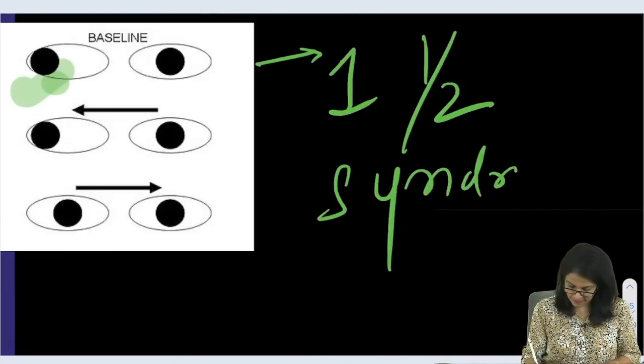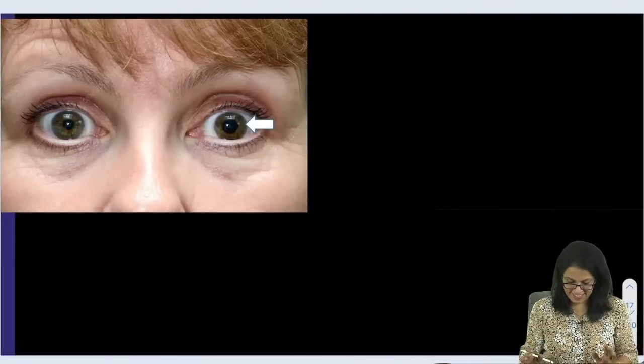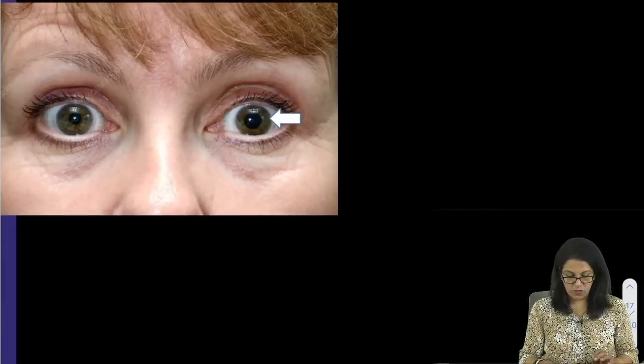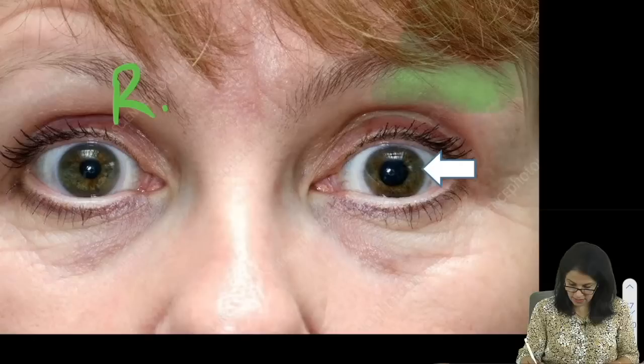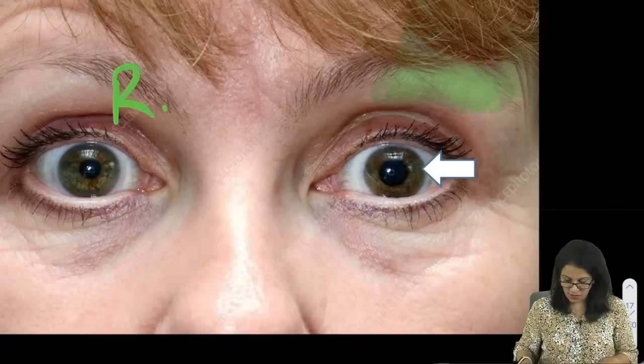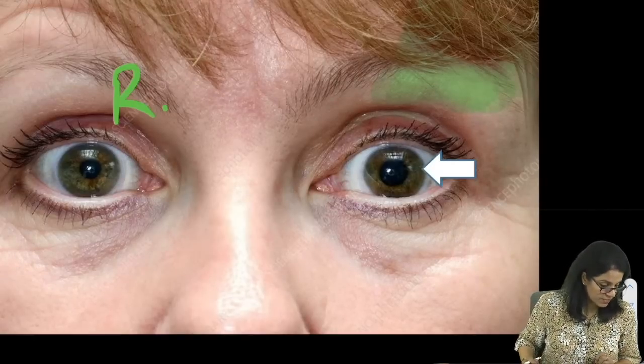Okay, let's read the next one. What are you now looking at? Neuro-ophthalmology is very, very important, so I have included maximum slides of this chapter. Can you see here there is anisocoria, all of you? This is your right eye. This is your left eye. See, what is happening? Don't waste time. What do you see? What is the arrow telling you?